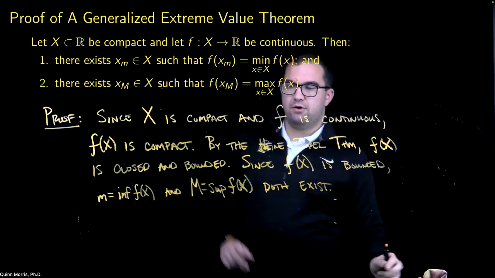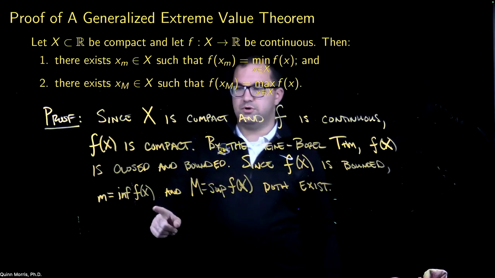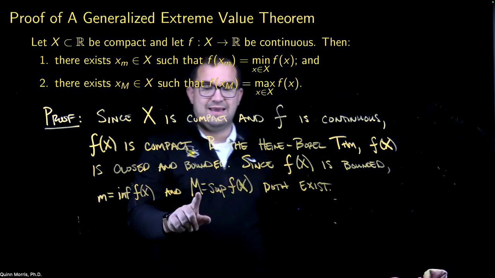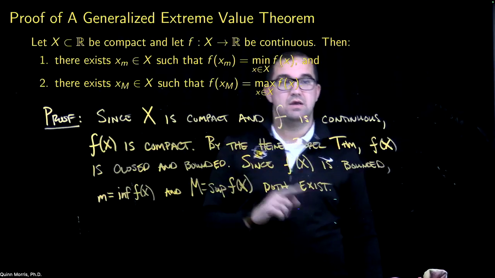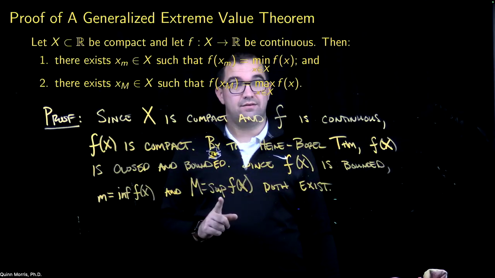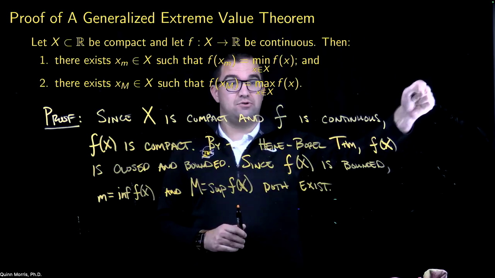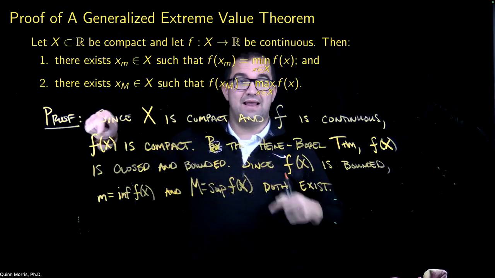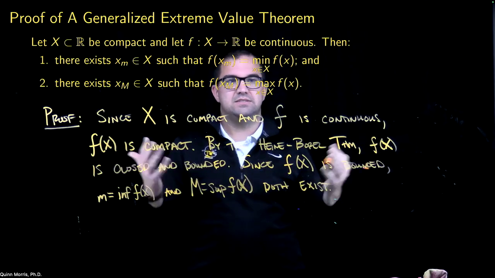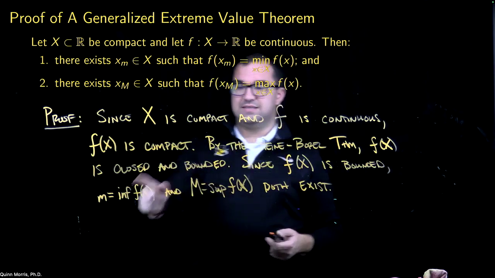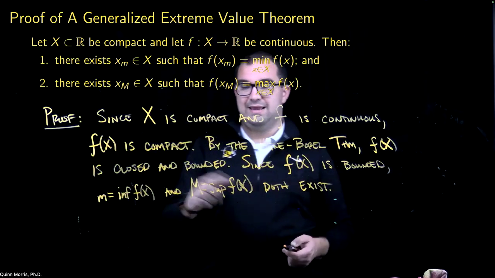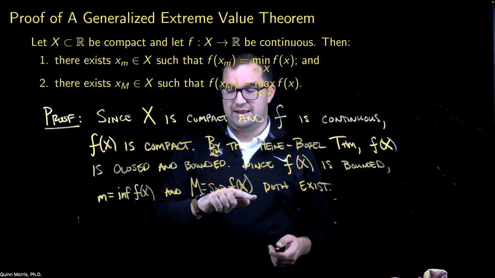All right. Now, the only thing that's left to do is I want to show that little m and capital M are both in the set f of capital X. Because if I can do that, then those are values in the image, so there must be an X value that maps to them. That's what it means to be in the image. So now we want to show that these have to both be in the actual set f of X.